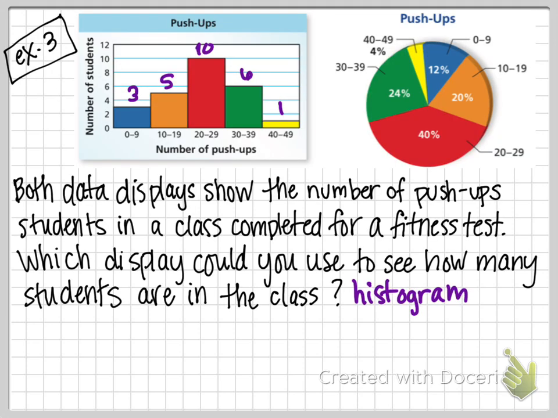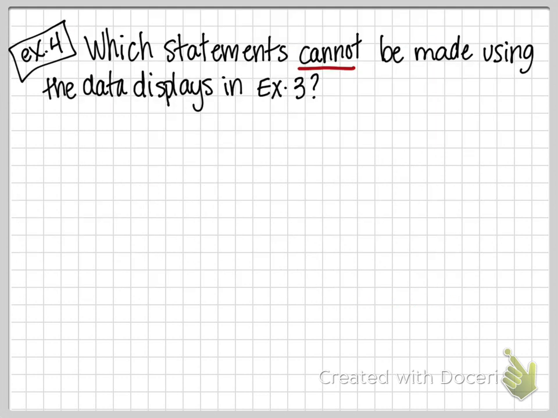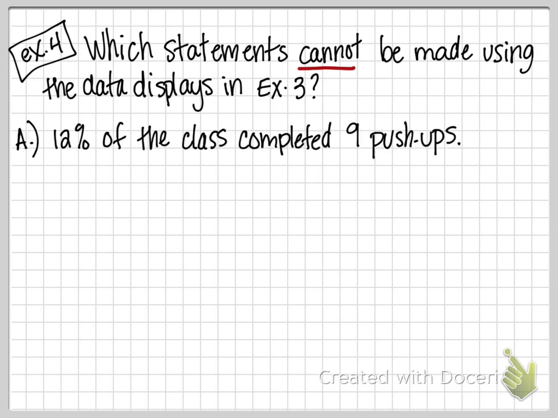Going back, we're going to still use these two data displays. The histogram versus the circle graph or the pie chart. Which statements cannot be made using the data displays from the last example? So we need to see which one of these are true and which ones are false.